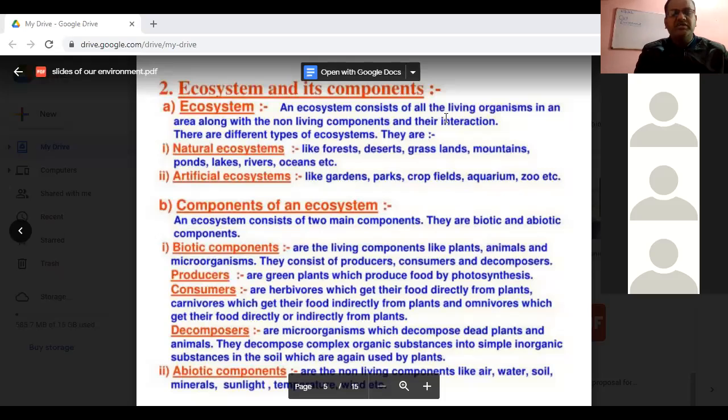As students, in the beginning of the class you are told that environment consists of living as well as non-living components. The living components are called biotic and the non-living components are called abiotic. Now, is the living component dependent on the non-living component, or is it not dependent? What is your opinion? Please share in the chat box. My question is that the living component is dependent on the non-living component or not.